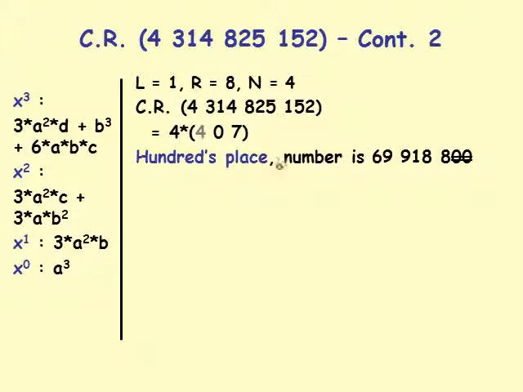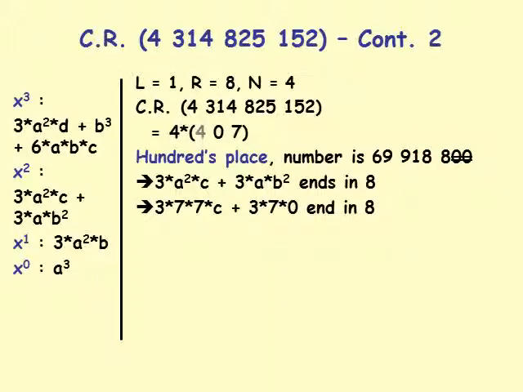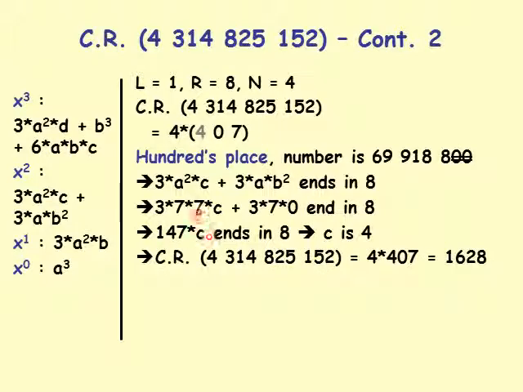Okay. Now we go to the hundreds place. The number is 69,918,800, and we would subtract 0. Okay. Which we already did, and we cross out the hundreds place. We cross out the 2 digits, and 188 is this hundreds place here. The hundreds place is x squared here. That means 3a squared c plus 3ab squared. 3a squared c plus 3ab squared ends in this 8 here. Let's continue here. A is 7. So 3 times 7 times 7 times c plus, because b is 0, so this is 0. Ends in 8. That means 147c.